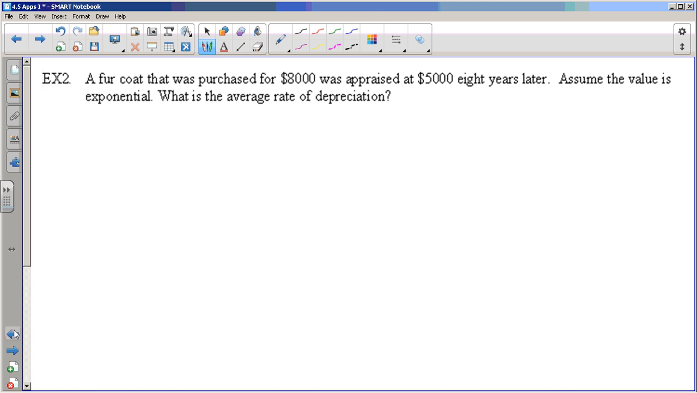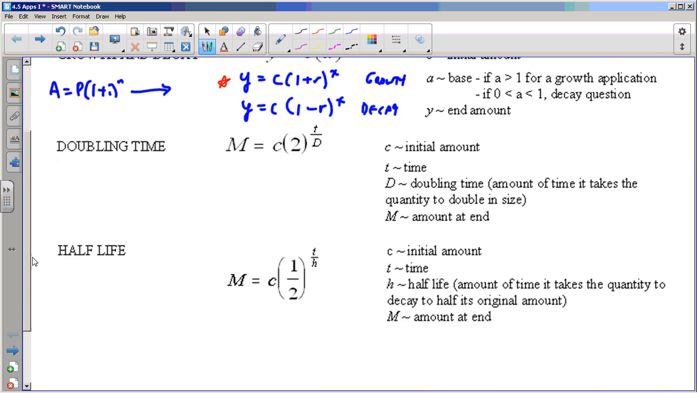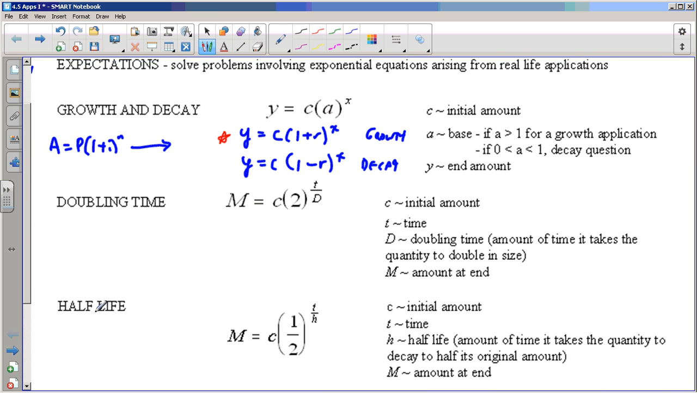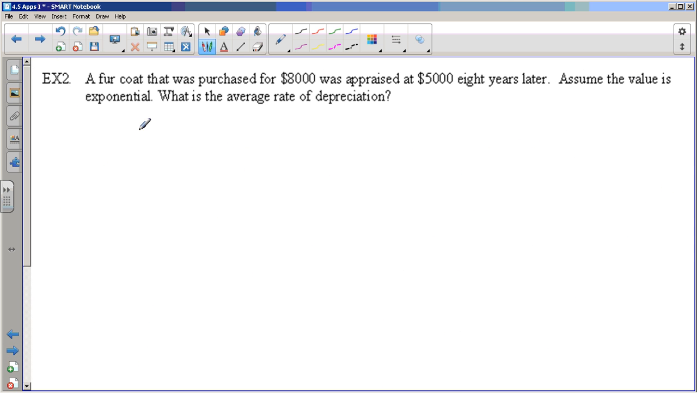All right, well, if I look back at my formulas here, I don't hear anything about doubling time or half-life. So probably I'm going to pick one of these basic ones, right? And since it's going down, the amount that it's worth is going down. Probably it's one of these decay questions where the a value is going to be a fraction or a decimal. So let's try and set this up.